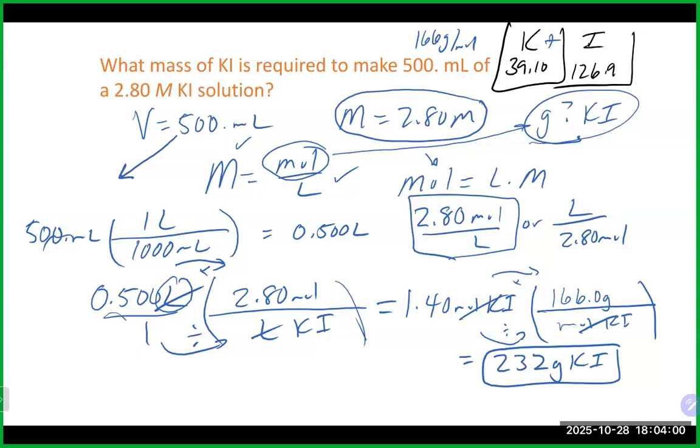Questions on that there? So if you were going to make the solution, you would weigh out about 232 grams of the KI. You would take some water, dissolve it, maybe use something like a volumetric flask like you did on day 1 of titrations, put it into your volumetric flask, fill it up to the 500 milliliter mark, and you will now have a solution that has a molarity of 2.80. Any questions on molarity or how to calculate molarity here?